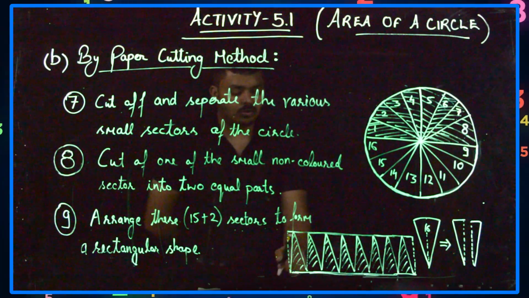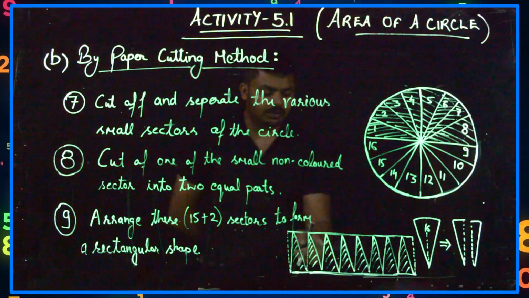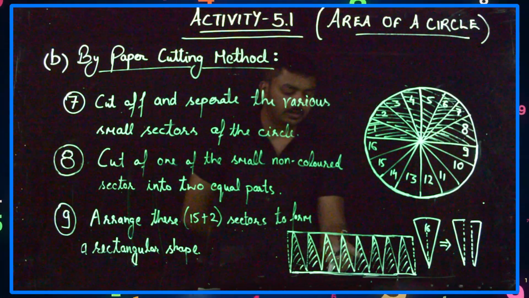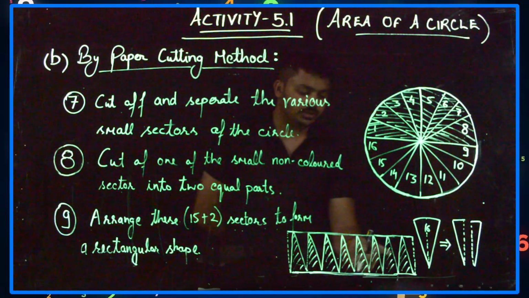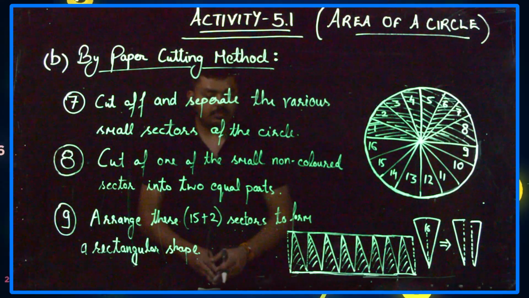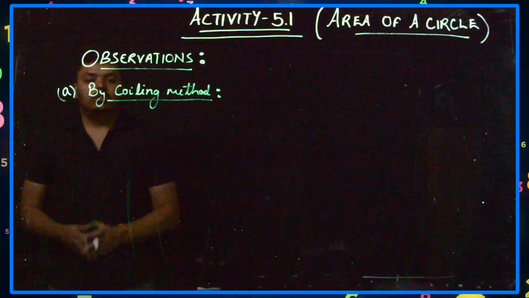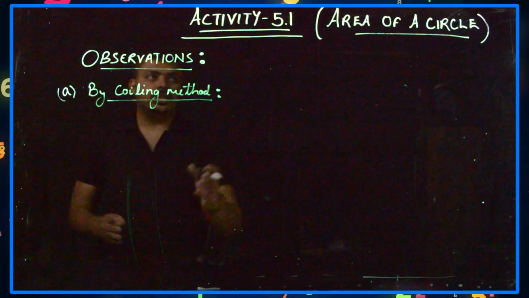So now you can count, there are 17 sectors, 1, 2, 3, 4, 5, 6, 7, 8, 9, 10, 11, 12, 13, 14, 15, 16 and 17. That is 15 complete sectors and 2 half sectors. So now let's see the observations for the given activity.